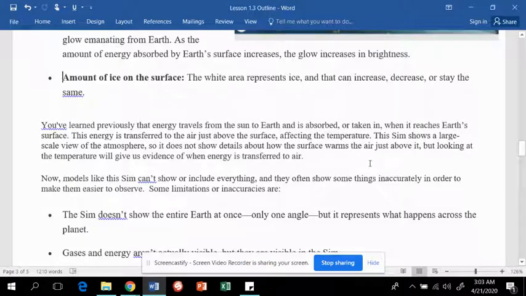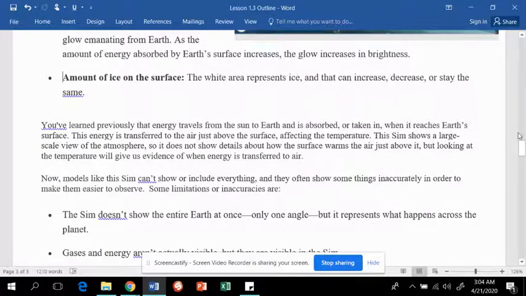You've learned previously that energy travels from the sun to Earth and is absorbed or taken in when it reaches Earth's surface. This energy is transferred to the air just above the surface, affecting the temperature. This sim shows a large-scale view of the atmosphere, so it does not show details about how the surface warms the air just above it. But looking at the temperature, that will give us evidence of when energy is transferred to the air.